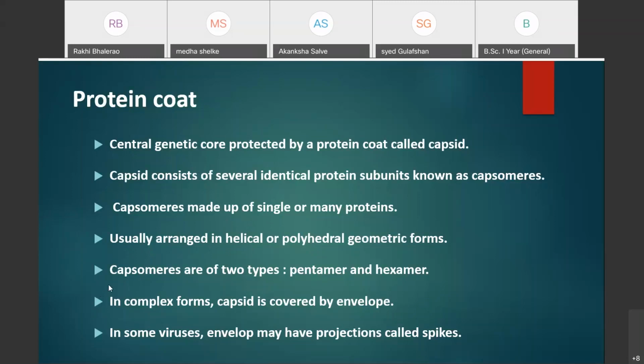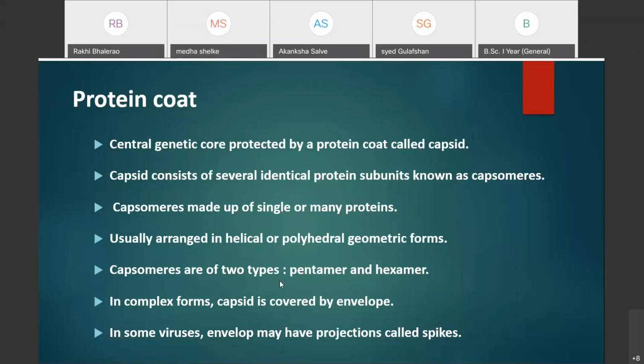Okay, then again these capsomeres are of two types. The first one is the pentamer and the other one is the hexamer. What is meant by the pentamer and what is meant by the hexamer? The pentamer is made up of, penta means five, five monomers, and hexa means six, the hexamer is made up of six monomers.